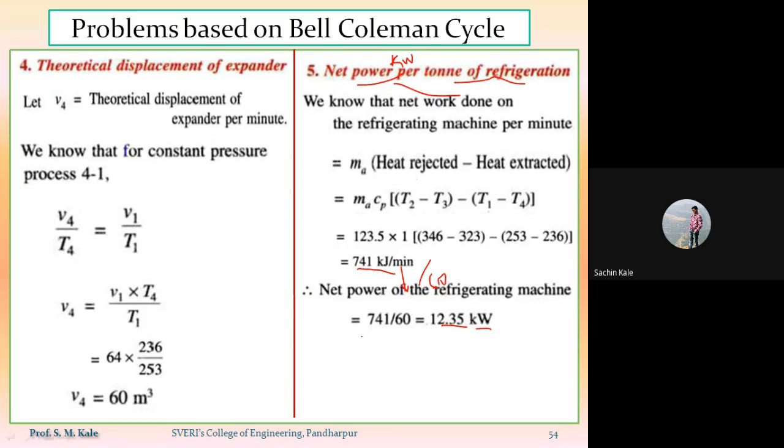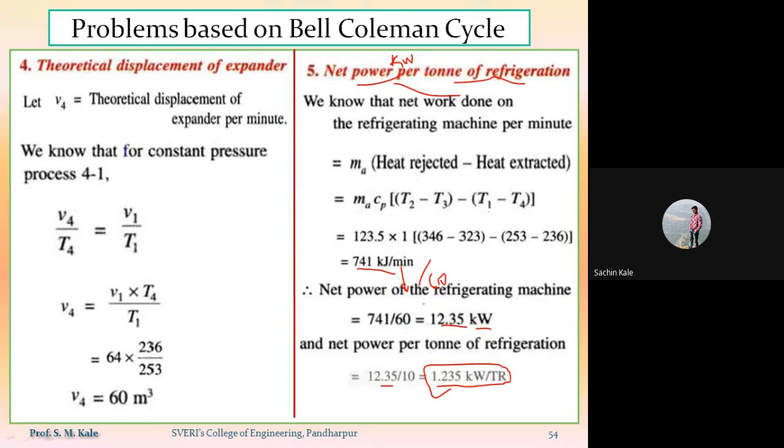पर टन ऑफ रेफ्रिजरेशन म्हणजे काय, किती कॅपॅसिटी, 10 TR कॅपॅसिटी, म्हणजे पर टन ऑफ रेफ्रिजरेशन डिवाइडेड बाय 10. 12.35 divided by 10. So this value will be in terms of kilowatt per TR. That is nothing but net power per ton of refrigeration. Are you getting? So this was the solution of the problem.